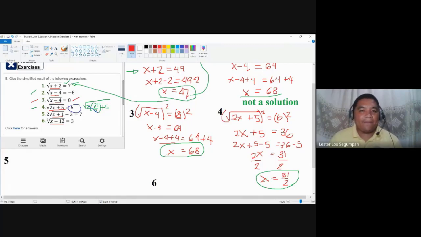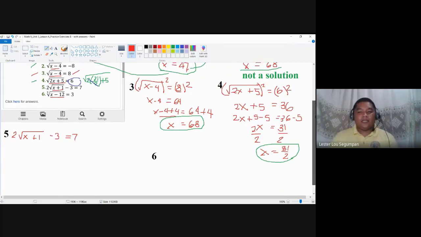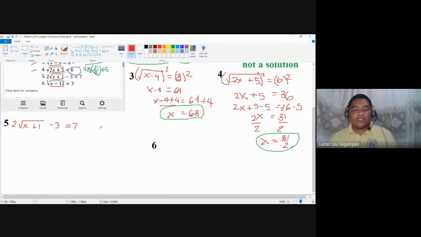Number five. So number five, you have 2 times the square root of x plus 1, minus 3, is equal to 7. So take note of all the coefficients found outside. Those are the things that you could only manipulate first instead of the radicand here. Right? So we can manipulate this first by adding both sides by 3.